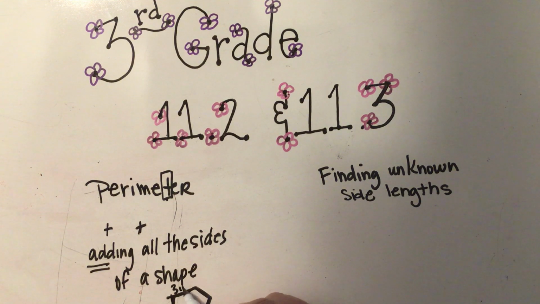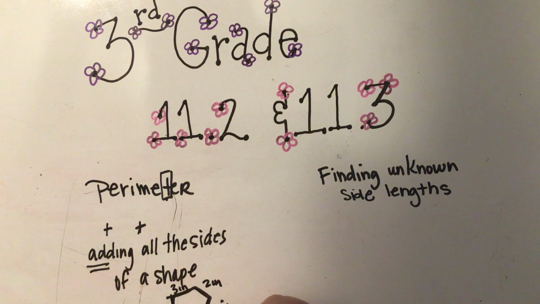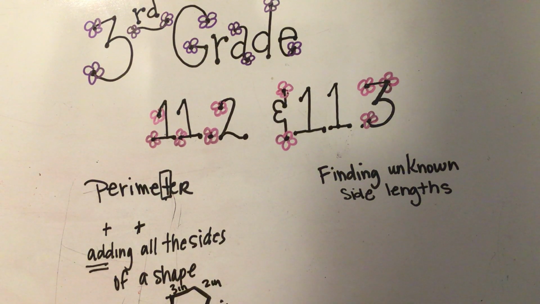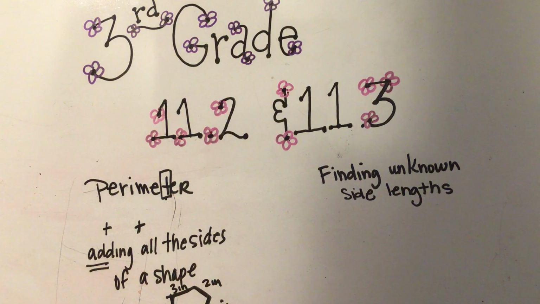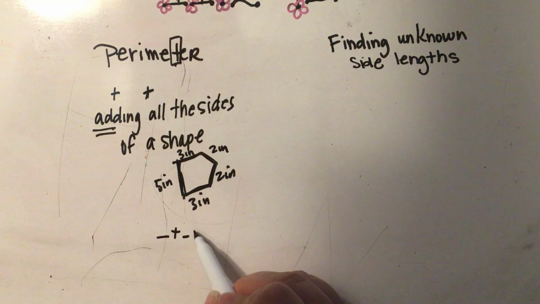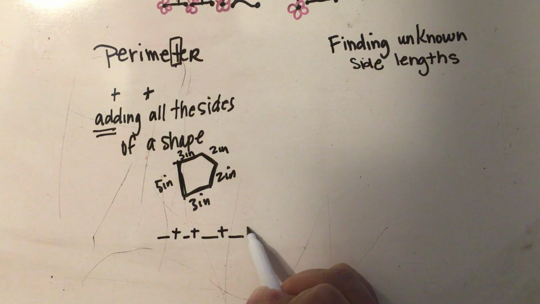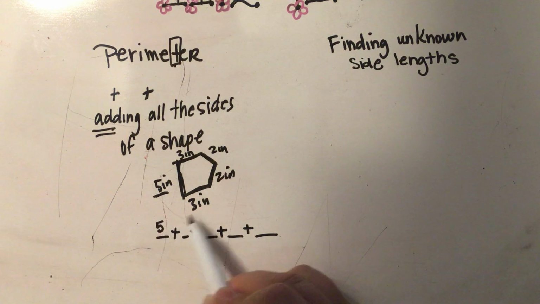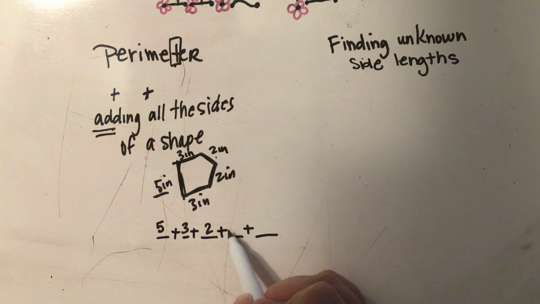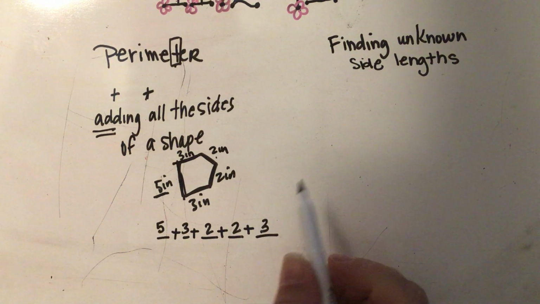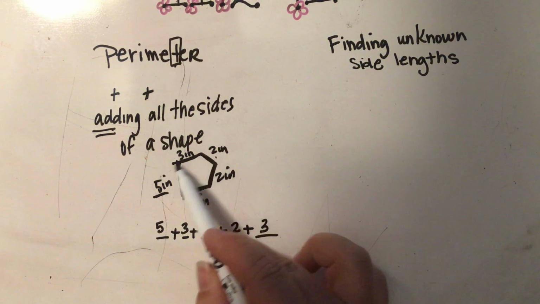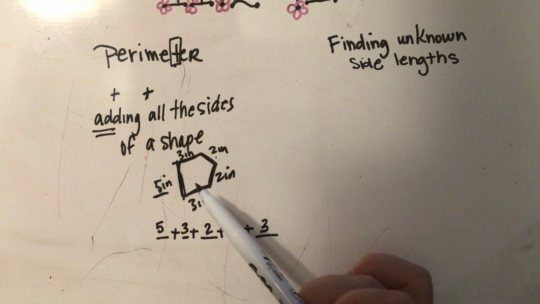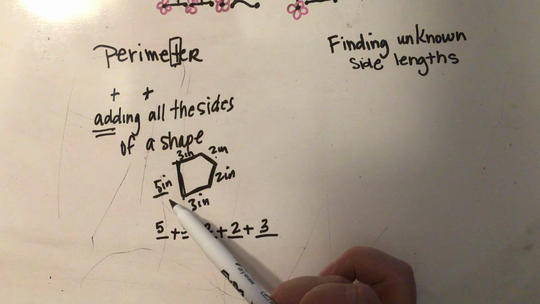If we have 3 inches, 2 inches, 2 inches, 3 inches, and 5 inches, well, then we're going to add, and we have 1, 2, 3, 4, 5 sides, so we're going to have 5 blanks that we have to add together. So we start here, we put 5, 3, 2, 2, and 3. And if we add them all together, we will get the perimeter of the shape. And remember, the perimeter is the outside measurements of the shape, okay?